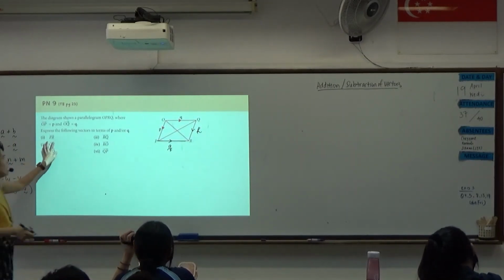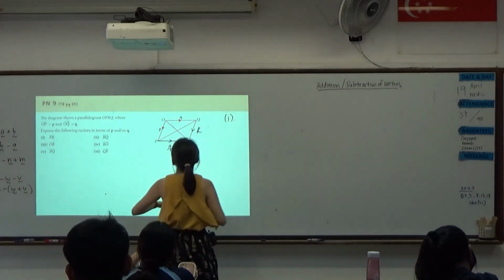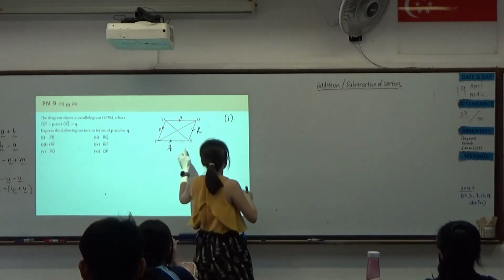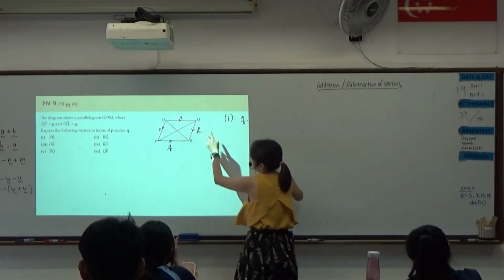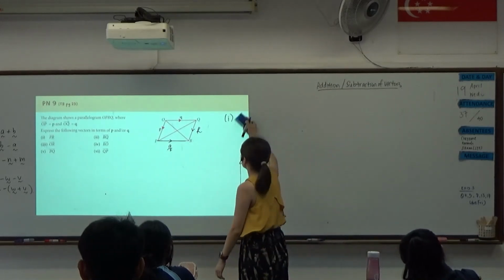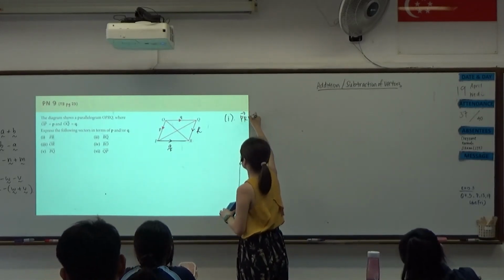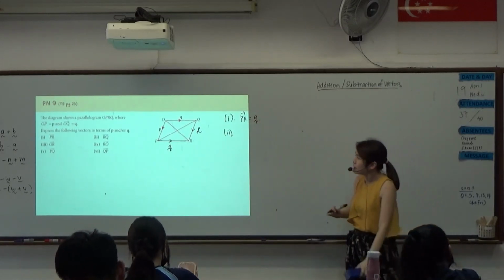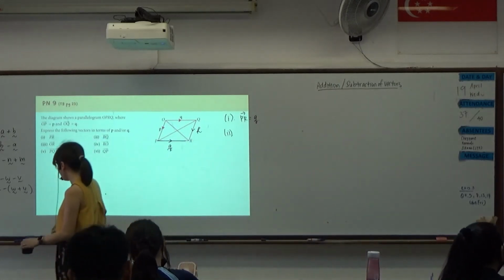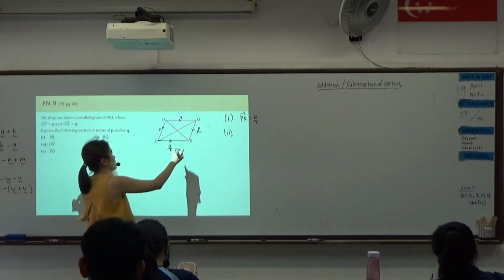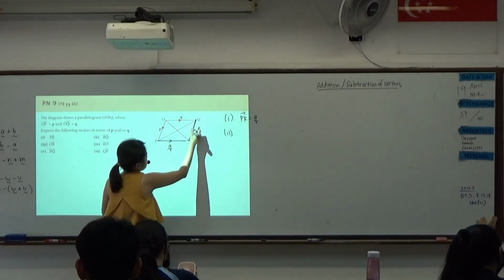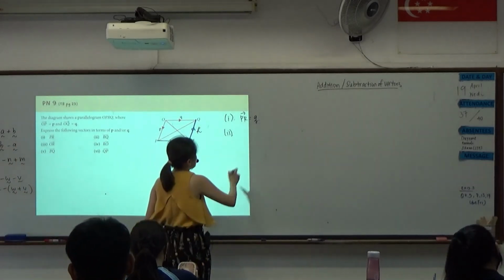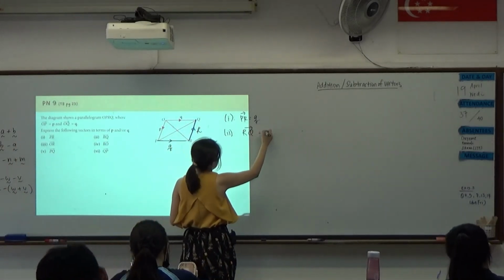Then PR for part 1. As mentioned already, because they are parallel, PR start to end is in the same direction as O to Q. So PR is equal to Q. Then after that for part 2, to find out what is RQ, RQ will be in this direction, which is the reverse or the opposite of QR. So RQ will be negative P.